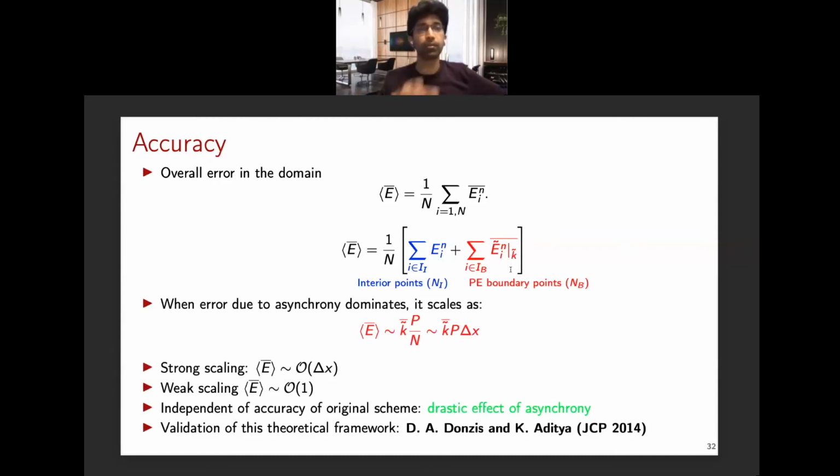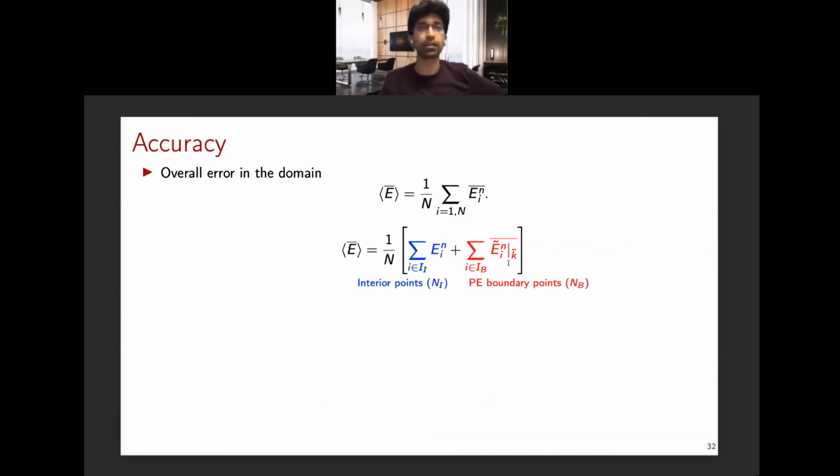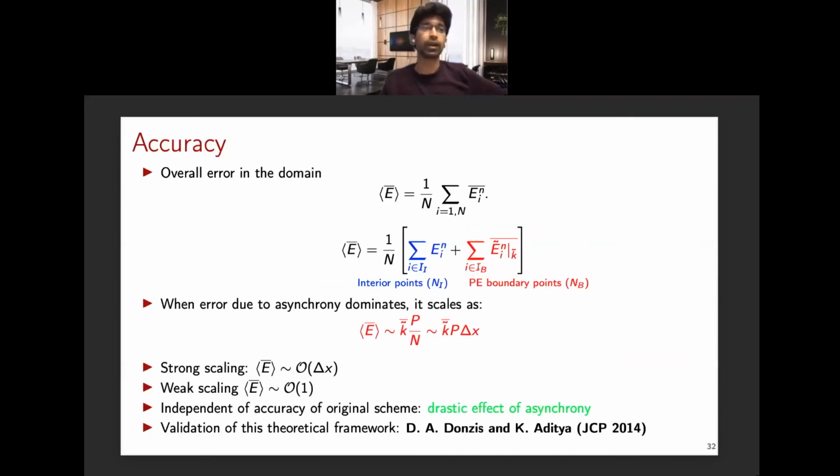So we substitute the expressions that were there in the previous slide into this averaging process, and we will finally end up with a scaling expression for the error, which shows that the error scales linearly with the mean delay that is experienced over the entire simulation, and also scales linearly with the number of processors that were used in the simulation. And then you will see that the error now goes as 1 over n, or scales linearly with delta x. So now we have to interpret the error in two different fashions.